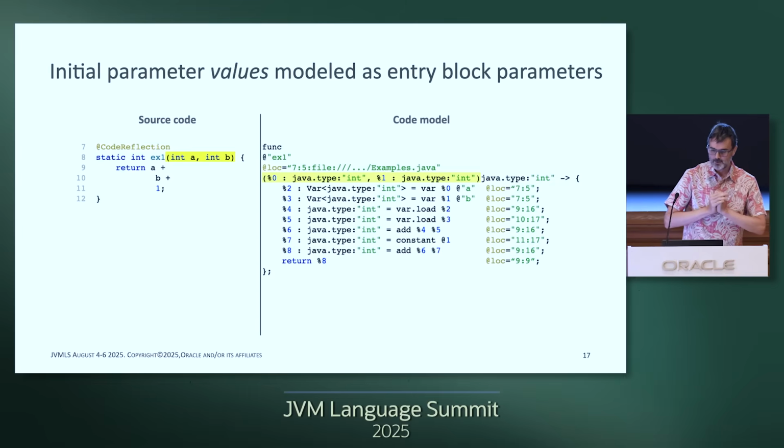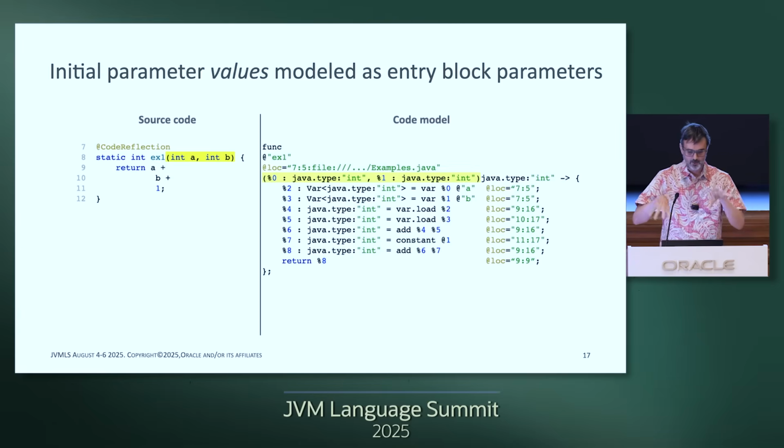And the parameters are modeled as entry block parameters, like so. So it has 2 parameters, int A and int B, and we're actually modeling the parameter values. When you call this method, you pass values to it. Java is passed by value. The values are passed.